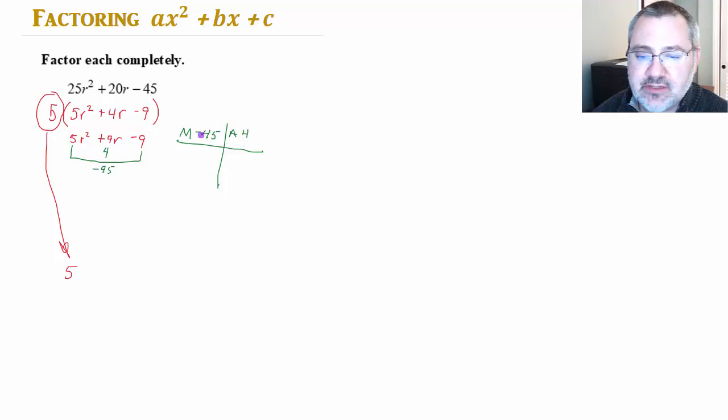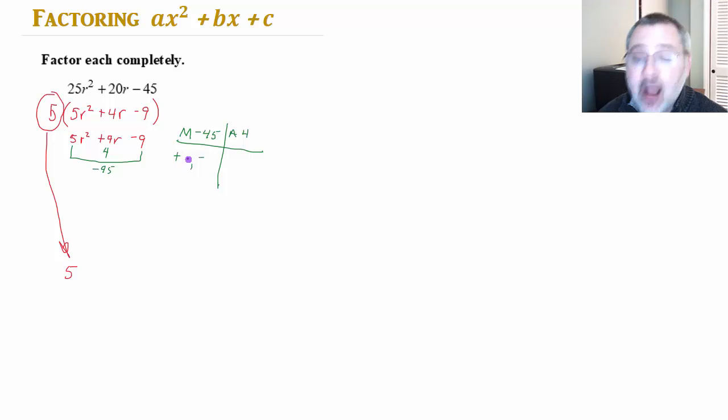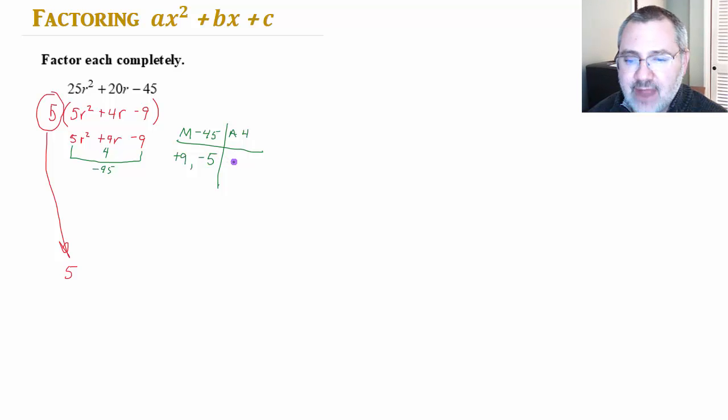Because it multiplies to give us negative, we need one positive and one negative. And because the two numbers add up to give you a positive, our positive number better be larger. These are some of the strategies behind the scenes that you have to try to remember to help yourself out. Now, we could try 15 and negative 3, 45 and negative 1, but I think I'm going to try positive 9 and negative 5. And that does, in fact, add up to give you positive 4.